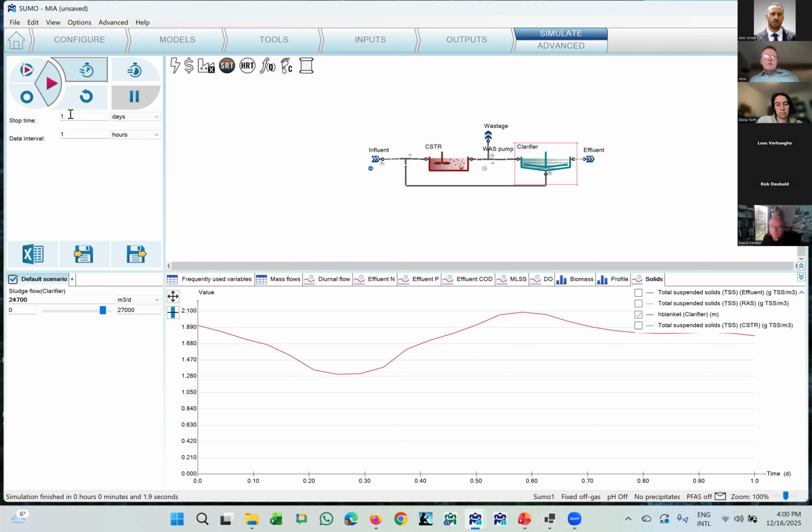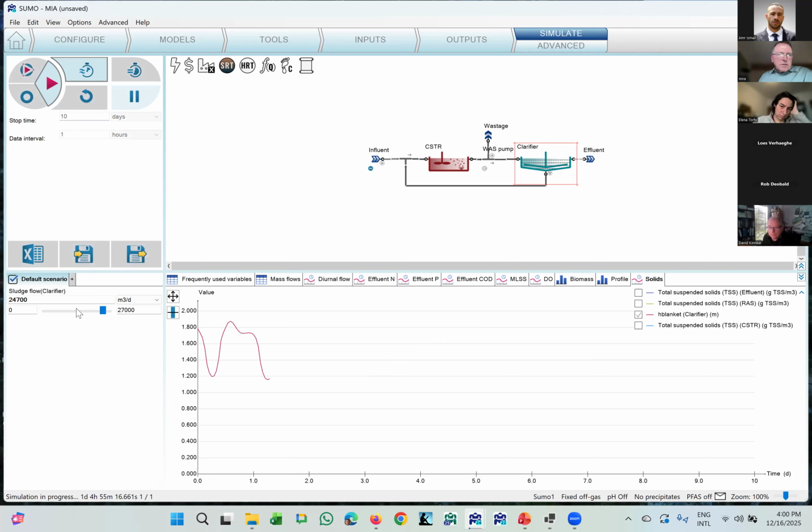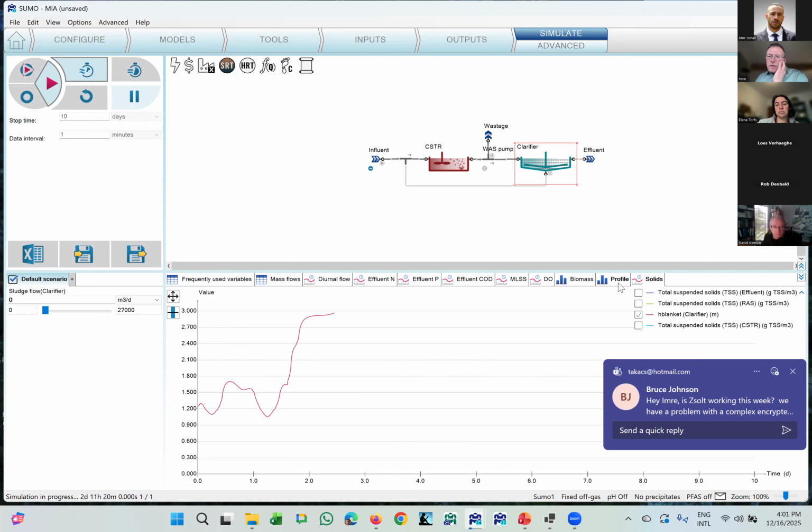I don't know how long this is going to be, but we put 10 days in and start running. And oh, it's too fast. So let me stop it and then go to a much slower run. Right now we're returning about 100% of the influent flow. So now we have our failure. And what happens is that the blanket is building up.